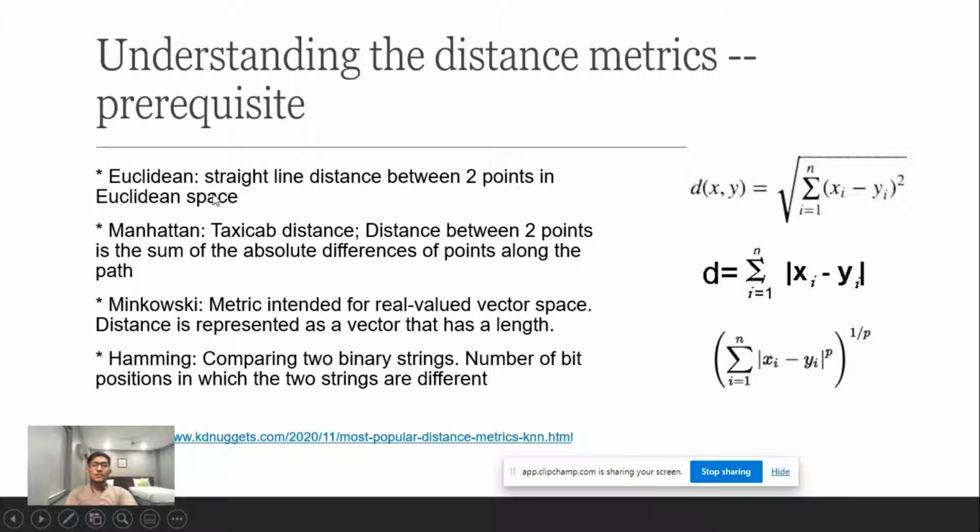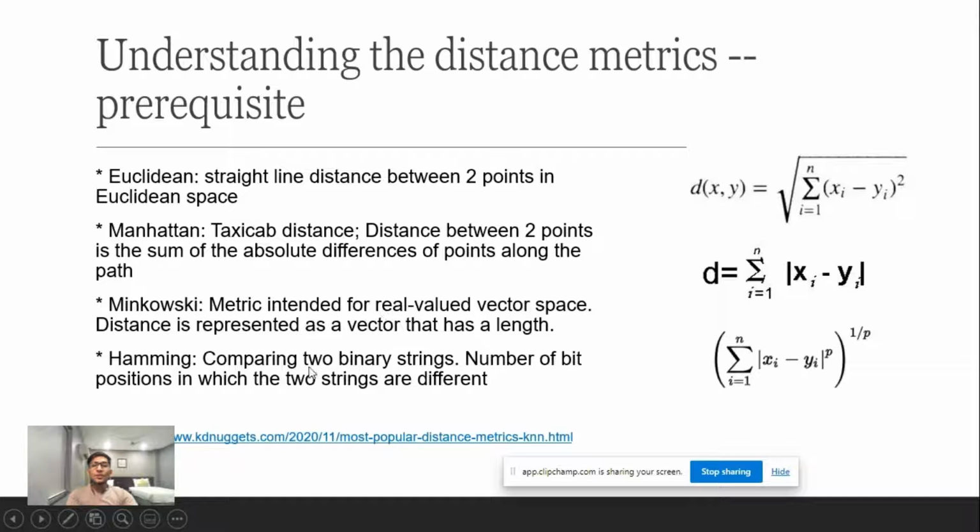What is Euclidean distance? It is the straight line distance between 2 points in the Euclidean space or the coordinate space. You see the formula, which is the square root of the summation over points (xi minus yi) whole squared. Manhattan distance is nothing but the taxi cab distance. We just sum the distance between each of the points along the available Cartesian space. It is not the straight line distance, rather it is the distance of the total path that an object would need to take to travel from point A to point B. Its formula is d equals the summation over the modulus of xi minus yi.